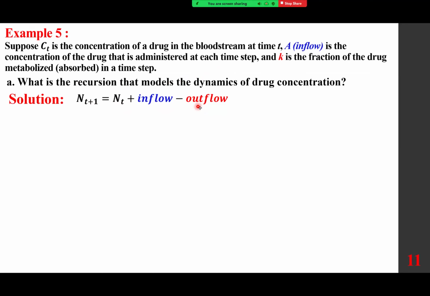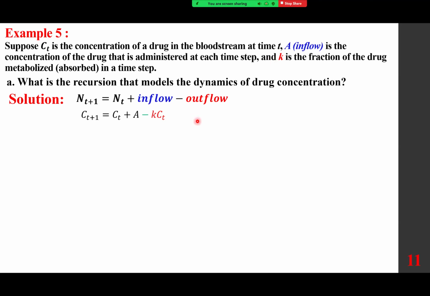So because we want to go with C, we're going to write C sub t plus 1 is C sub t plus inflow. We're going to go with A for inflow. And outflow: K is the fraction of the drug that is absorbed. So K times the beginning C sub t is gone.